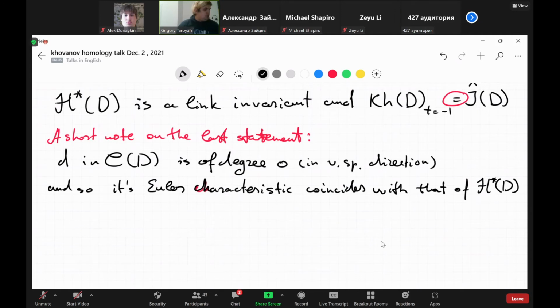Yes. So the really hard part here is to prove that this C of D is independent, up to quasi-isomorphism, of the specific link diagram. So it's invariance under Reidemeister moves. So now to the proof of the main theorem.